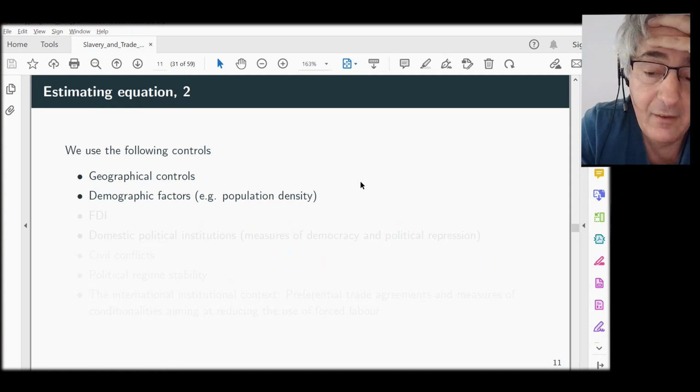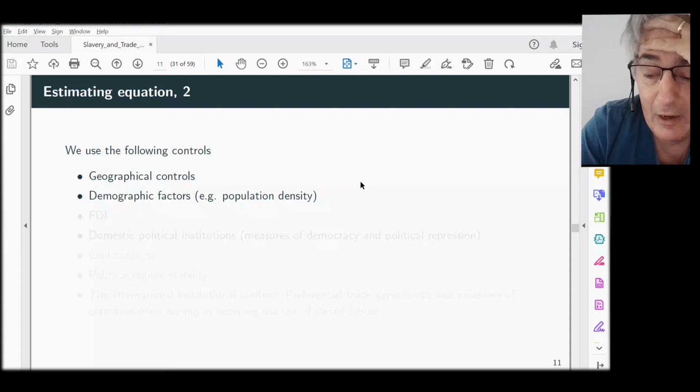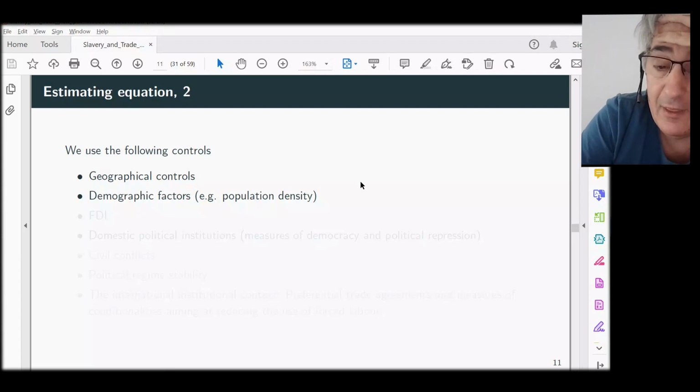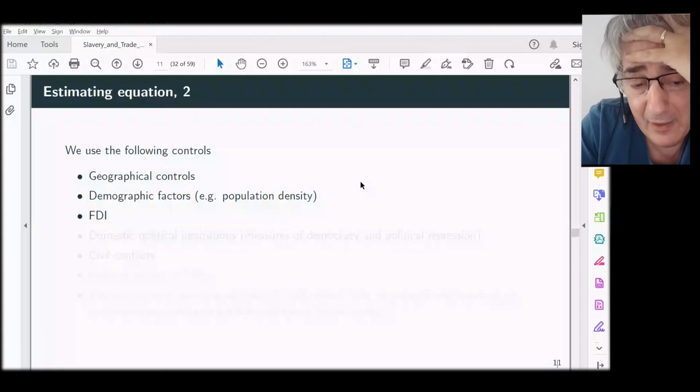factors. So population density could be affecting the type of production and also the type of access to people. So it could be affecting both your relationship with other countries through trade and the use of forced labor. Then in the case of trade, the presence of FDI.